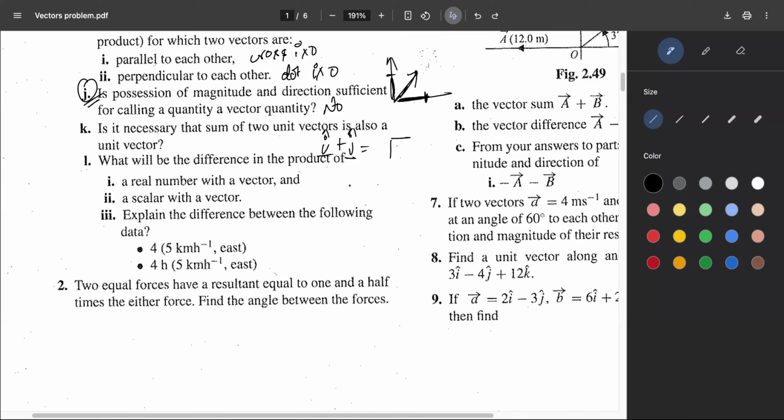Another way: this is i plus i. Two unit vectors add, you will get two i. Is it a unit vector? No, it is not a unit vector. So again, it is not necessary to get a unit vector when you add them.